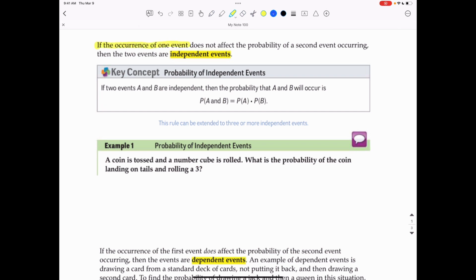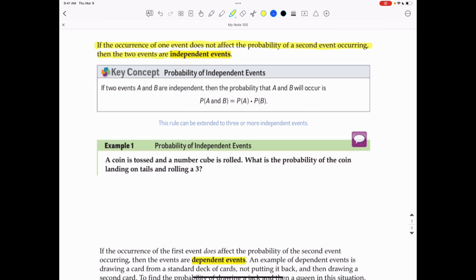If the occurrence of one event does not affect the probability of a second event occurring, then the two events are independent events. Independent events are those events that occur one after another, where the first event does not affect the second. For example, rolling dice. When you roll a die, it doesn't matter what you got on a previous roll, the probability for the next roll is always going to be the same.